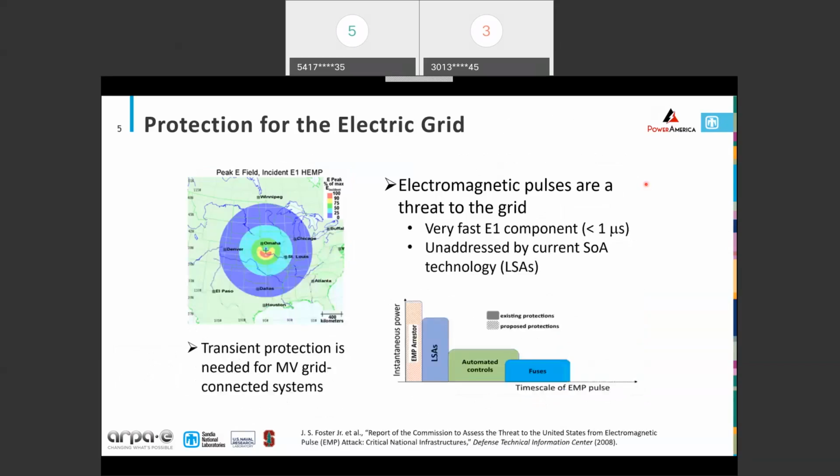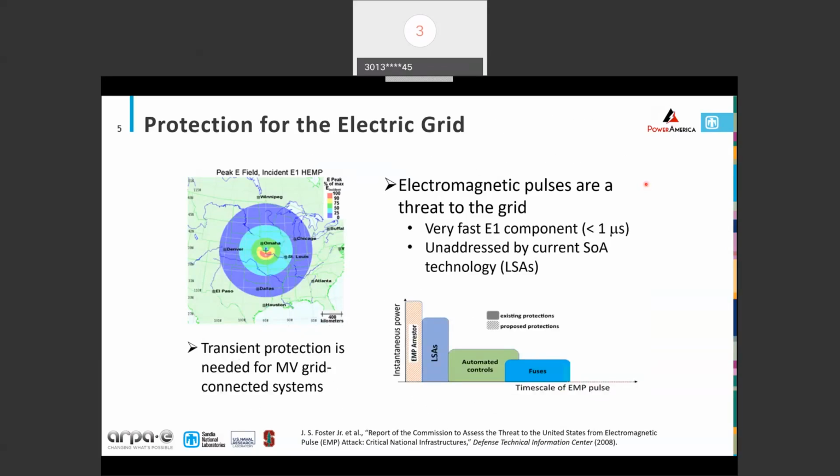Okay, so I wanted to talk a little bit about 2 parts of the project. The first is protection for the electric grid. One of the concerns for the grid is high altitude electromagnetic pulses. The plot on the left just shows, if you had an EMP event centered around Omaha, in the middle of the U.S., what the geographic extent of that would be. It's pretty big, right? These can affect the grid, and it can affect a pretty large area.